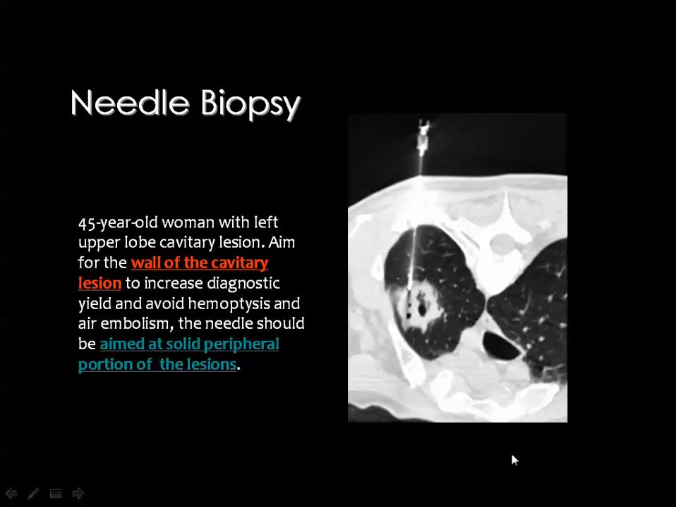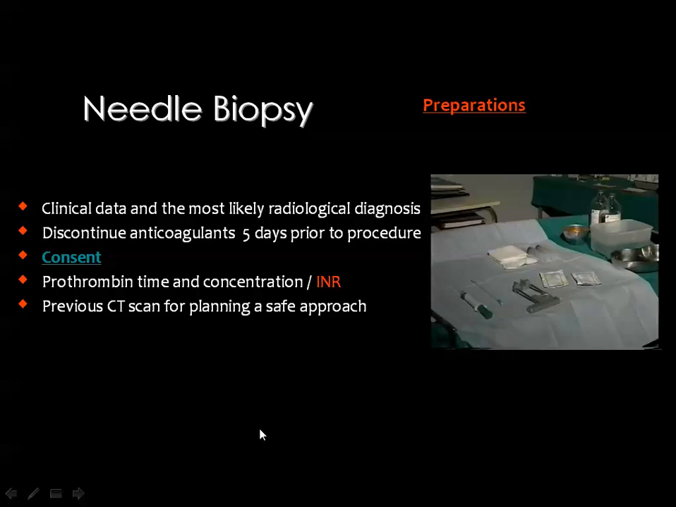Then this is a lesion which is approached from the back. I will mention in details the technique. And in such a lesion where a cavity is present or bronchiectasis are seen inside the lesion, you should try to avoid the areas of cavitation or breakdown, and you want to hit the wall of the cavity, because here you can have a sample of viable cells and you can reach the pathologic diagnosis.